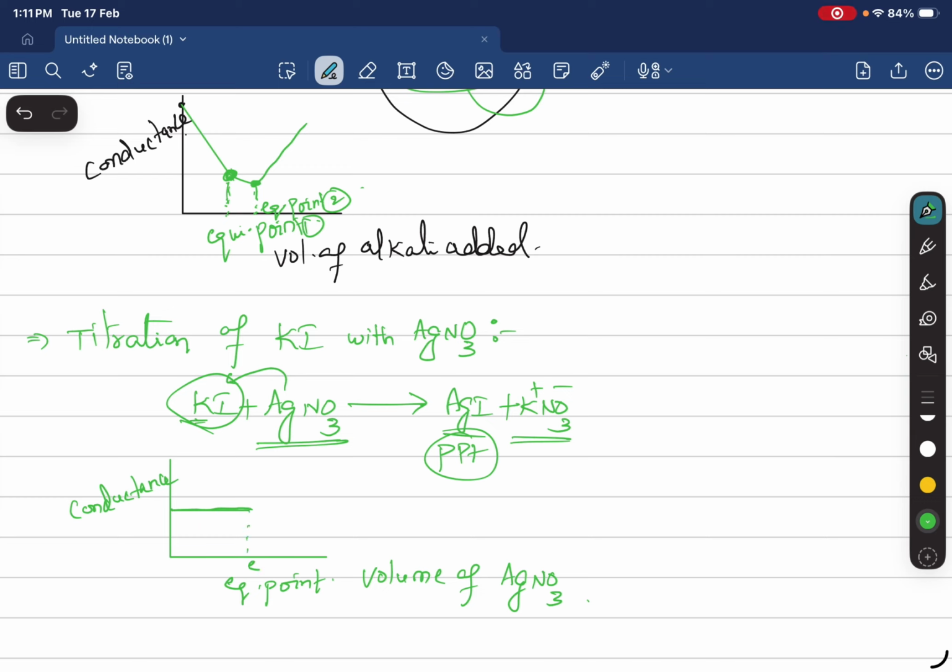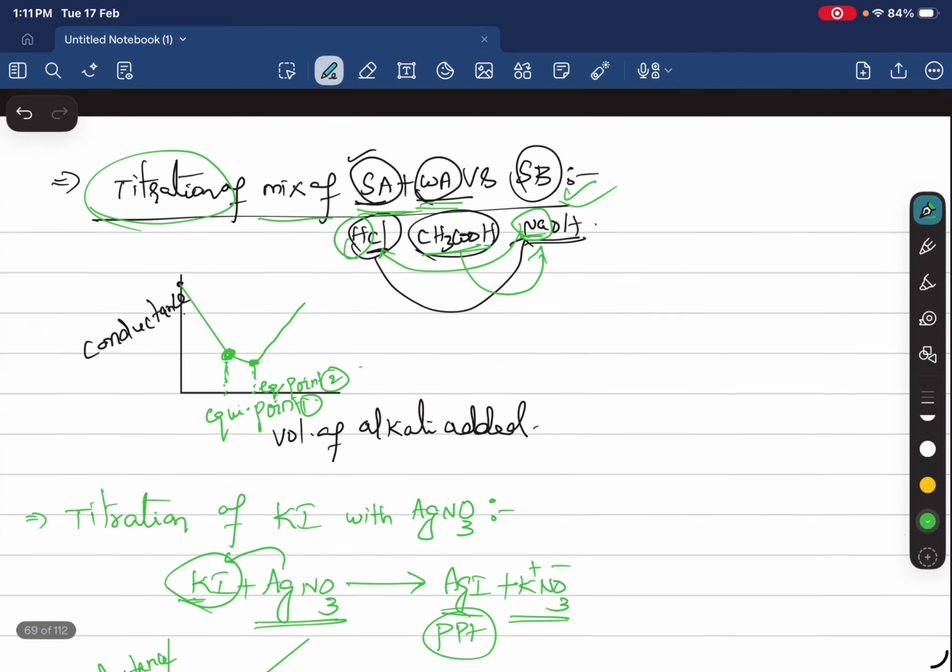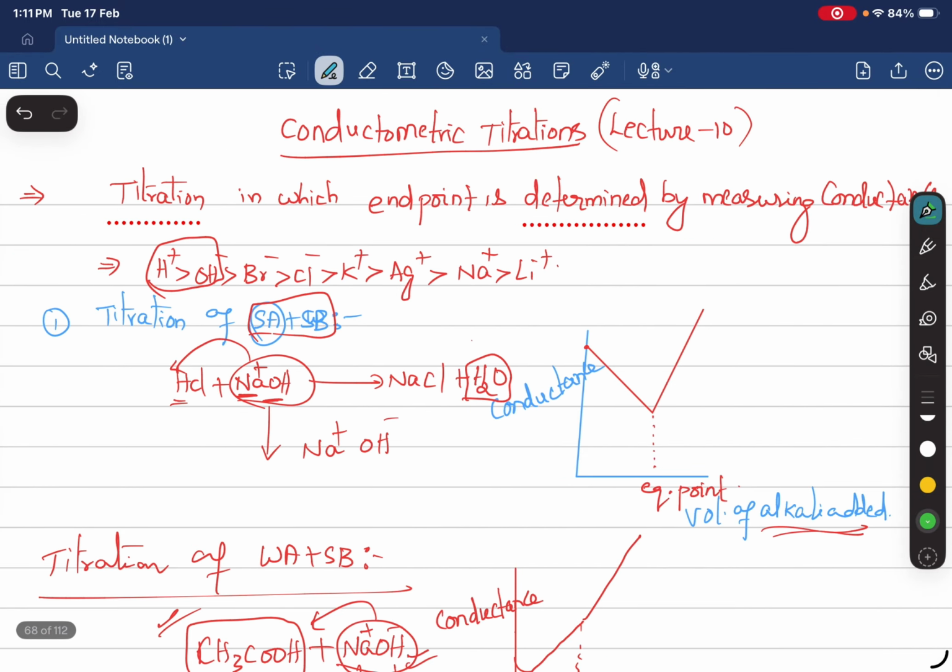But after reaching the equivalence point, what is the result? A sudden rise we can observe, because AgNO3 dissociates more and gives more ions. That is how the graph looks when we take the titration of KI with AgNO3. So these are the conductometric titrations in a simple way.